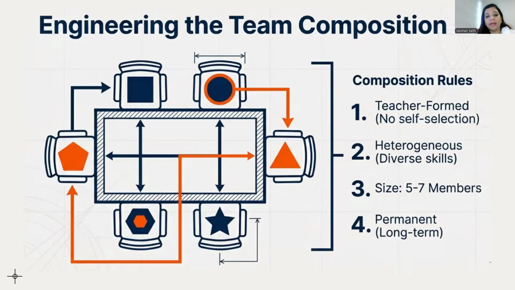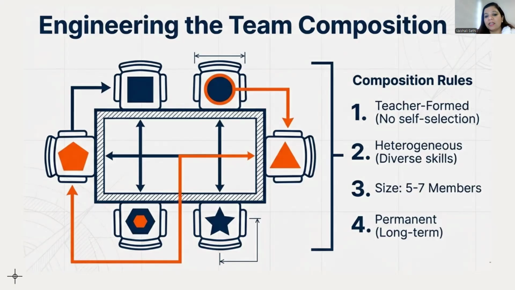Now, based on the strategies, it is also important how we design the teams. So what is the team composition? Instead of leaving it to chance, in these kinds of strategies we must design the team with the proper structure. So there are four simple composition rules. The first one is that the teacher forms teams, so no self-selection. This avoids friendship groups and prevents isolating quieter students, so we can form the groups for them. The second is heterogeneous teams, making groups with mixed skills, experiences, and strengths so that peers can support and learn from each other.